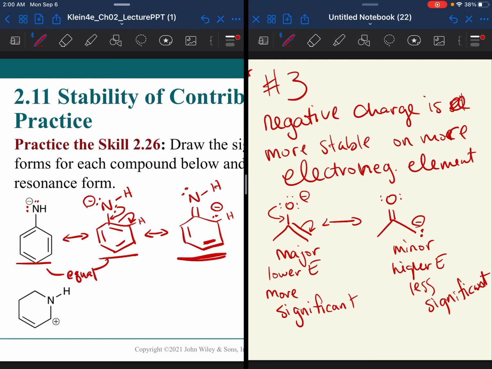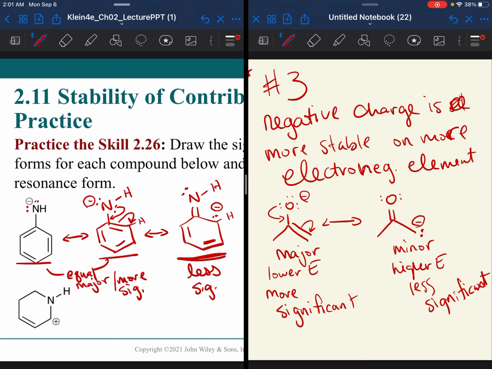However, this one is different, right? Octets are all full. Formal charge, there's one atom that has a negative charge, a -1, a -1. So we have to go to rule 3. The negative charge on the nitrogen is going to be more stable than a negative charge on carbon. Why? Because nitrogen is more electronegative. So these two are equal, and together they are both major contributors, right? Or more significant. This one is going to be less significant, right?